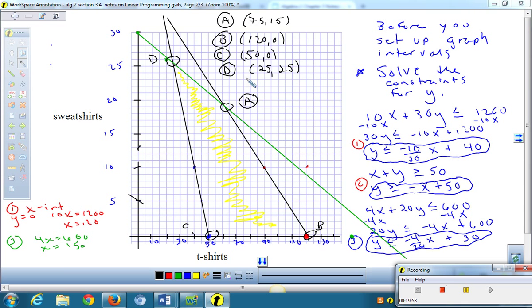Plug them into the objective function. So we want to plug them into the profit where this is your X and this is your Y. So take a minute and do that. You can do it on the back. I'm going to move to a new screen and copy them down.